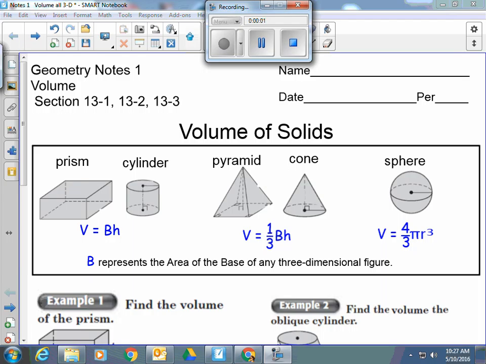Now today we're going to start talking about volume. Tell me, what is the difference between surface area and volume? Volume is inside and surface area is outside. Good. Volume is about filling something.